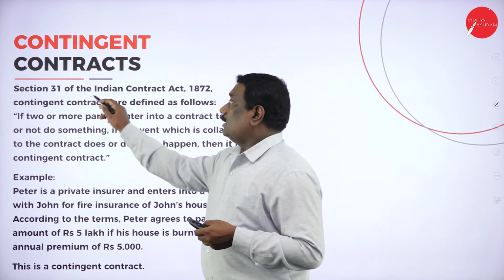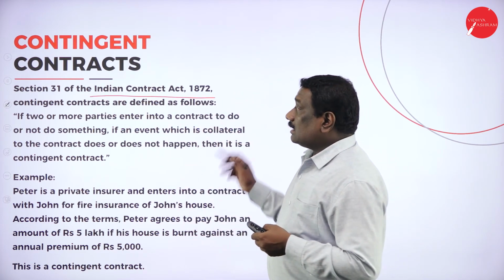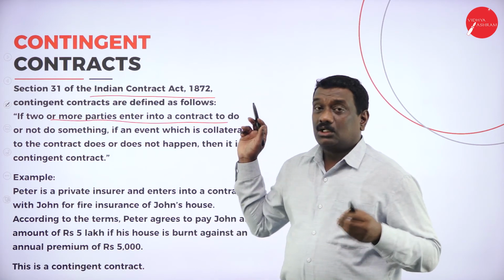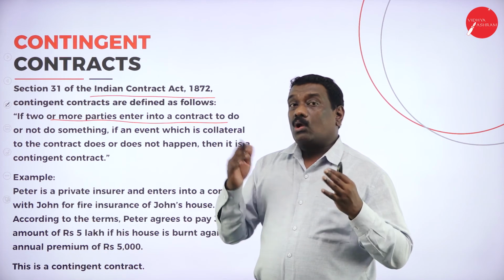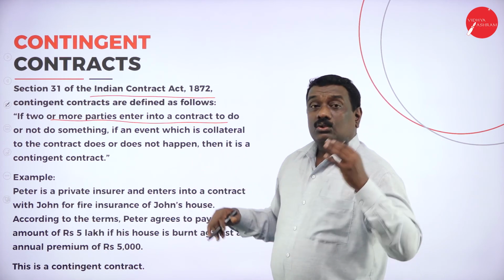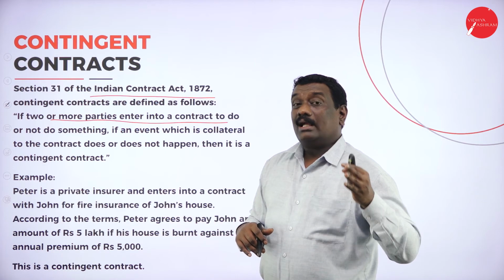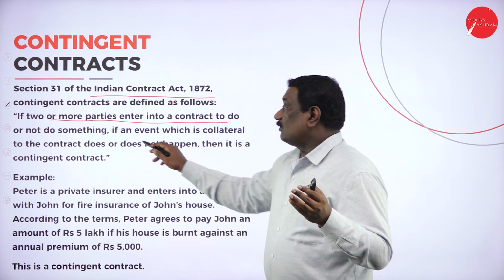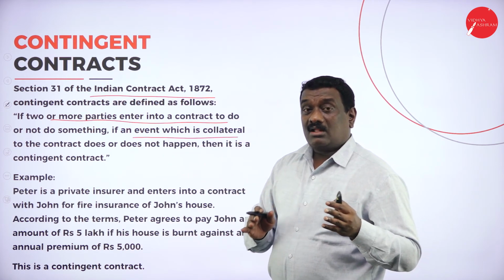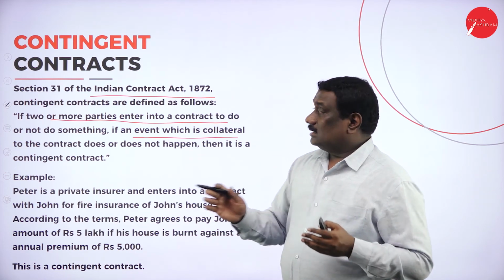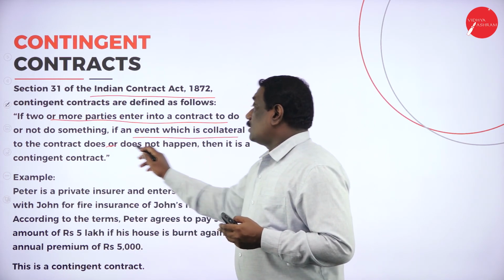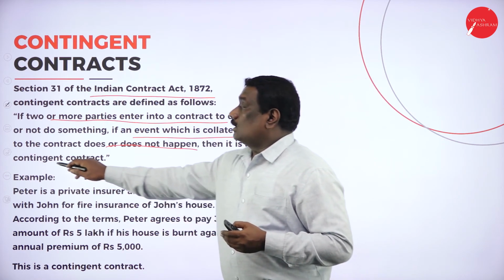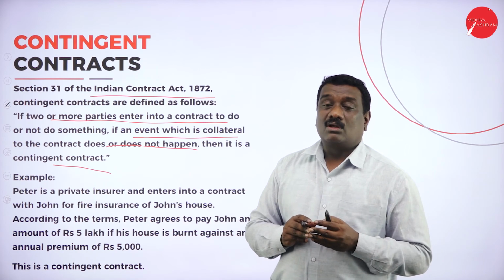Now section 31 of the Indian Contract Act defines the contingent contract. It says, if two or more parties enter into a contract to do or not to do something, and if an event which is collateral to that contract does or does not happen, then it is called a contingent contract.